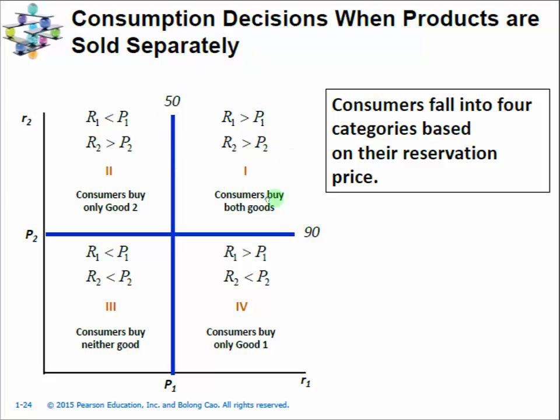So in this region, when the consumer's reservation price is higher than the price of both products, the consumers in this region will purchase both products. Now, what if a consumer has a reservation price for the word processor that is higher than $90, but a lower reservation price than $50 for the spreadsheet? The consumer will only buy the word processor, in the northwest region here.